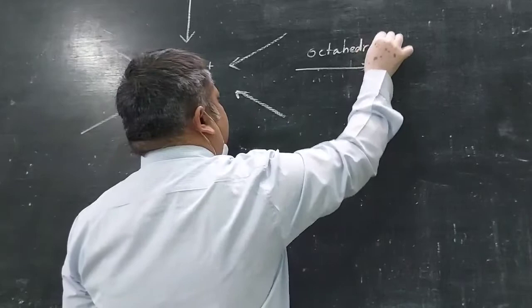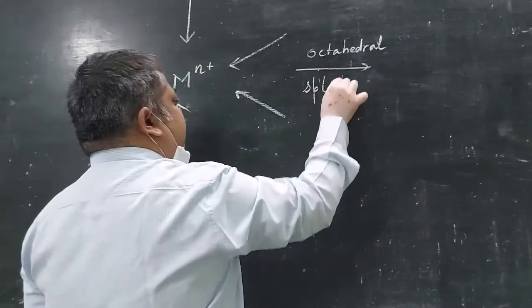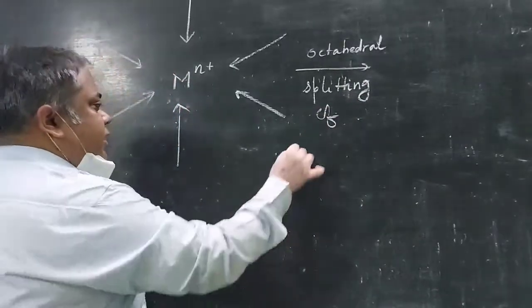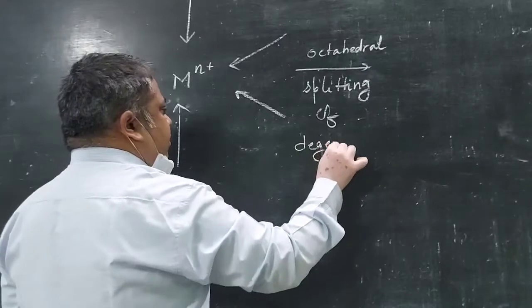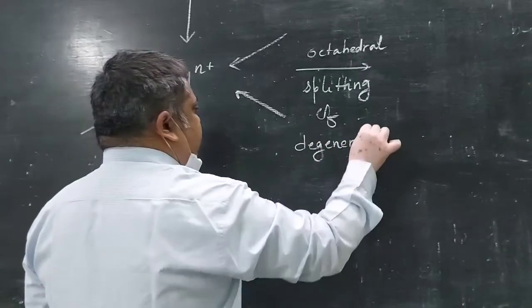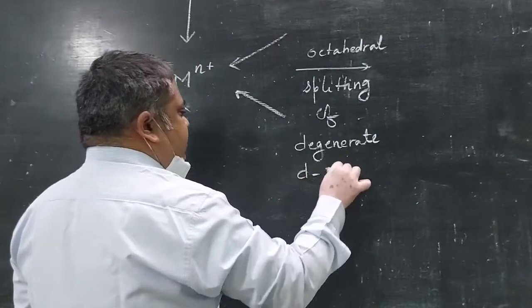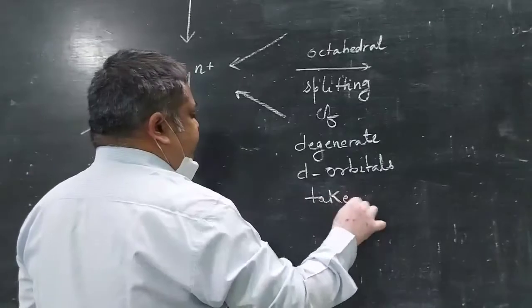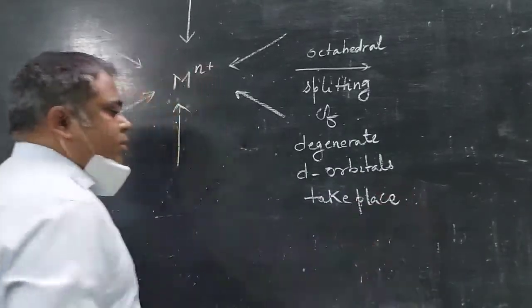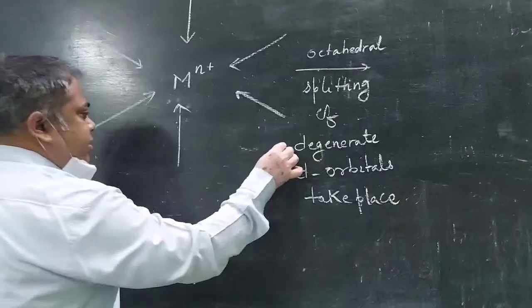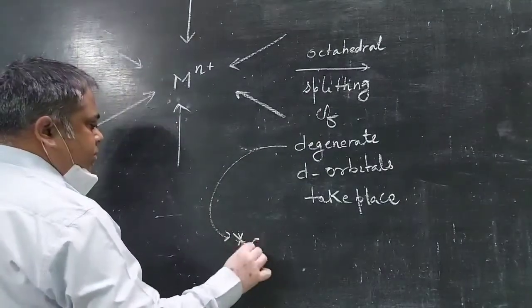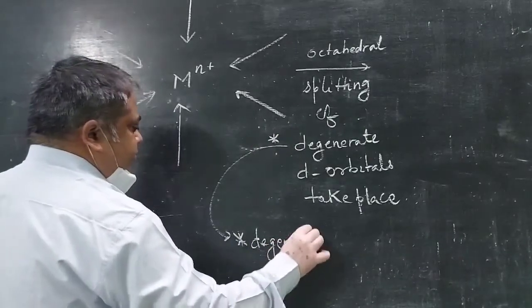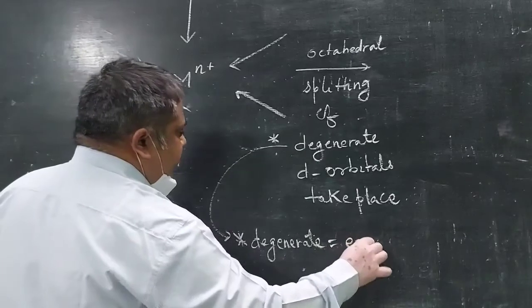Octahedral splitting of degenerate d orbitals takes place. What is the meaning of degenerate? Degenerate means equal energy level.